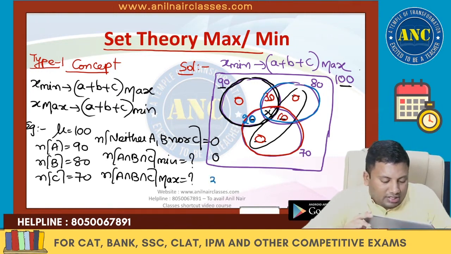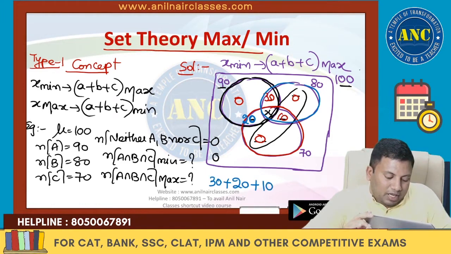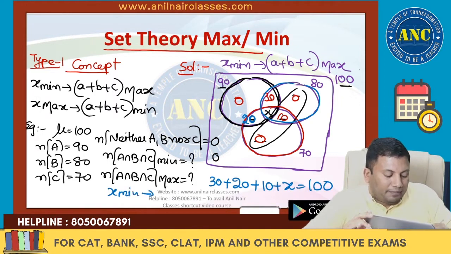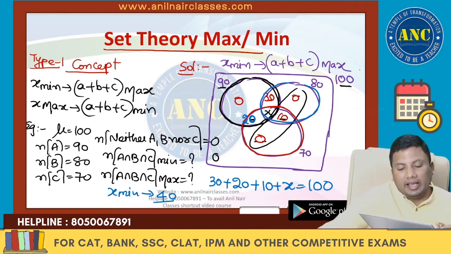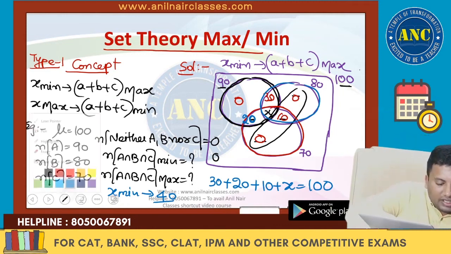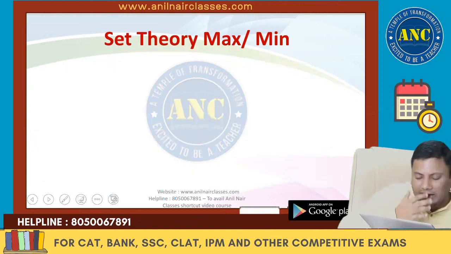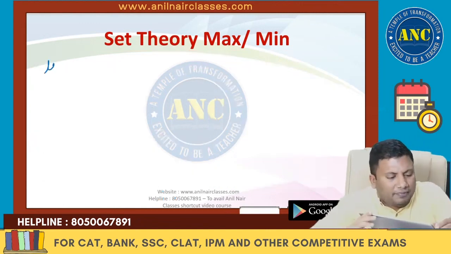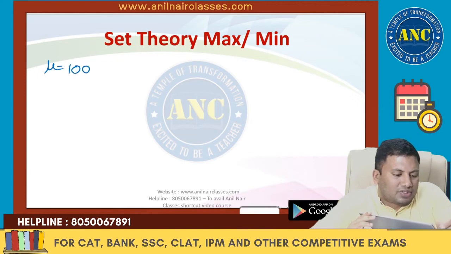So answer is 30 plus 20 plus 10 plus x equals 100. So x minimum is nothing but 40. Again I am explaining. Please listen carefully, sir. This is an easy question, but if you understand Anil Nair's way of solving, you can solve it in less than 10 seconds.